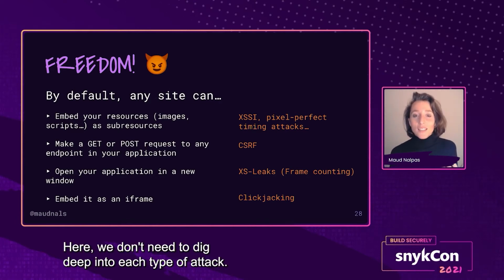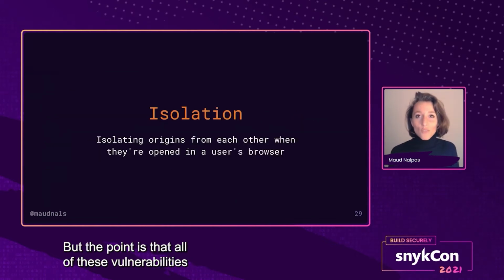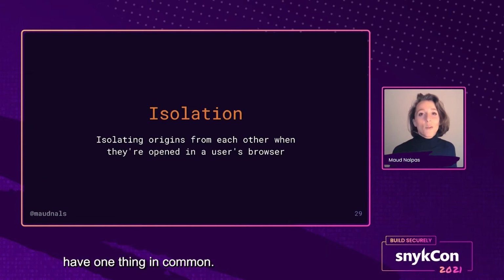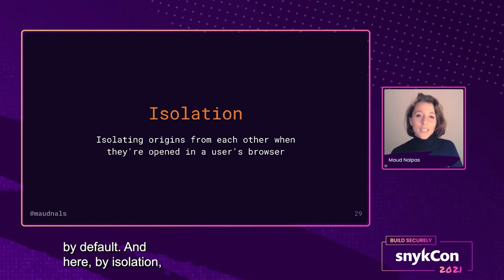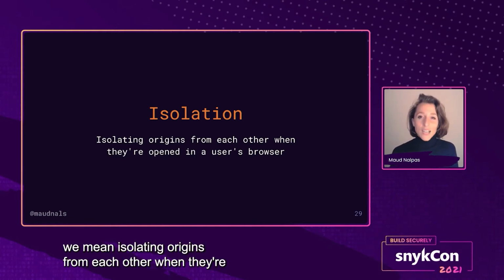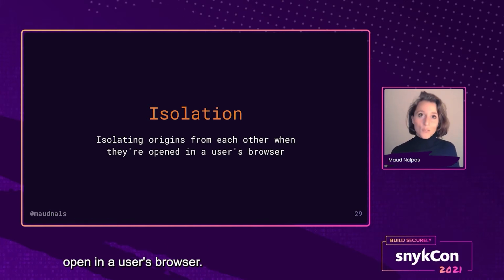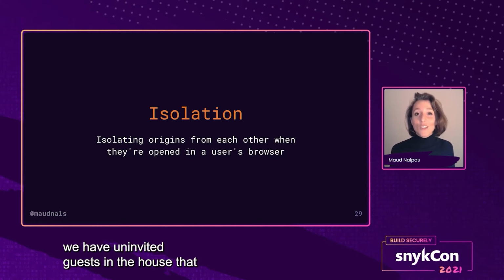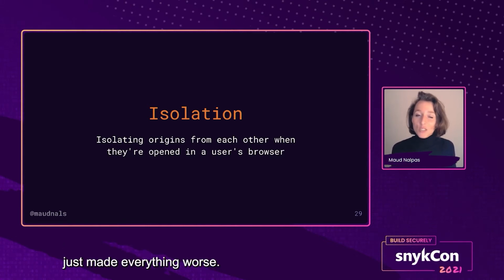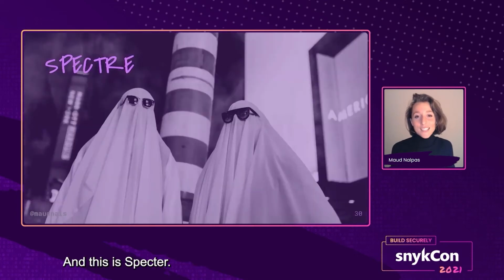We don't need to dig deep into each type of attack, but the point is that all of these vulnerabilities have one thing in common. All of them are due to a lack of isolation in the web by default. And here by isolation, we mean isolating origins from each other when they're open in a user's browser. And in case all of that was not enough, we have an invited guest in the house that just made everything worse. And this is Spectre.